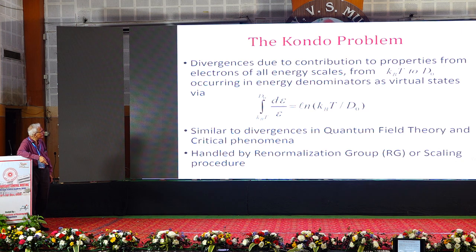So the reason for this divergence is actually because when you do these calculations in perturbation theory, you keep getting these integrals. This is a very simple integral, and the integral goes from temperature to the bandwidth, and that's where this logarithm is coming from. And it turns out this is actually very similar to divergences that you get in quantum field theory and critical phenomena and many other fields. And it was handled by Wilson, who invented this renormalization group technique to handle those divergences. So therefore, he was very well equipped to handle this problem.